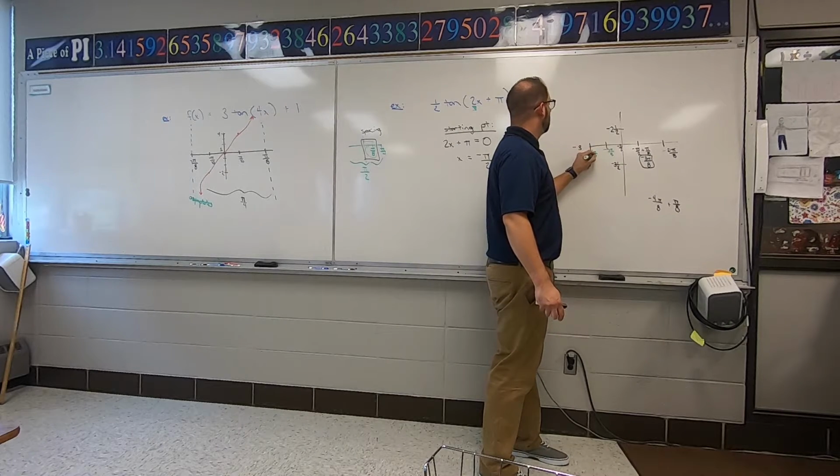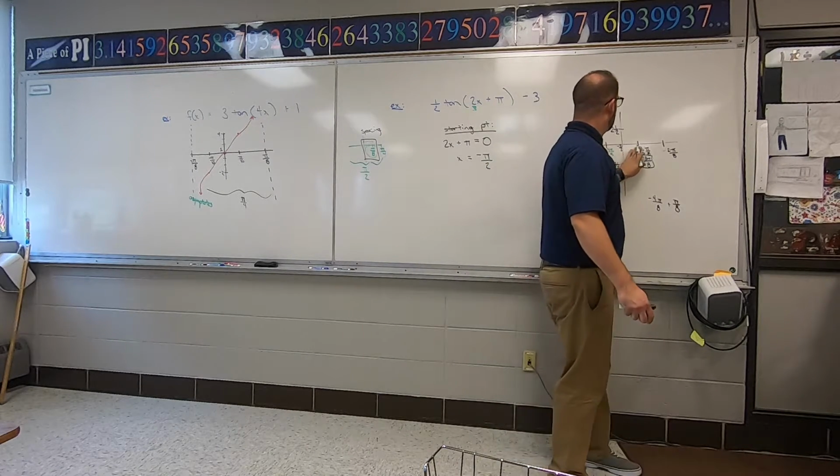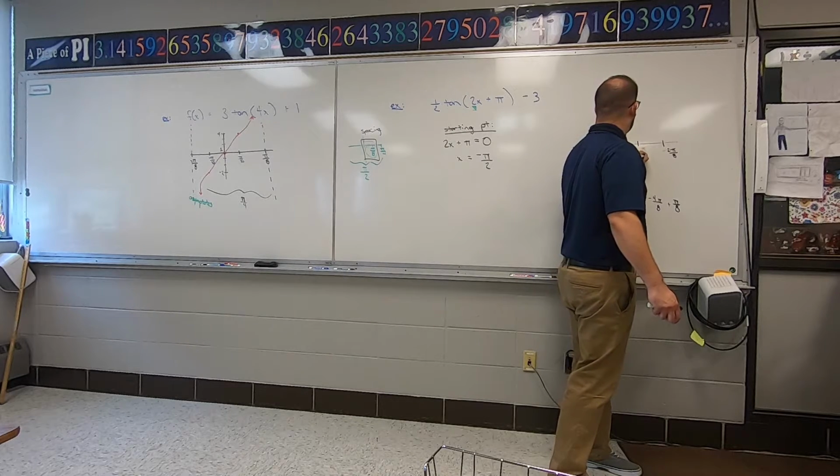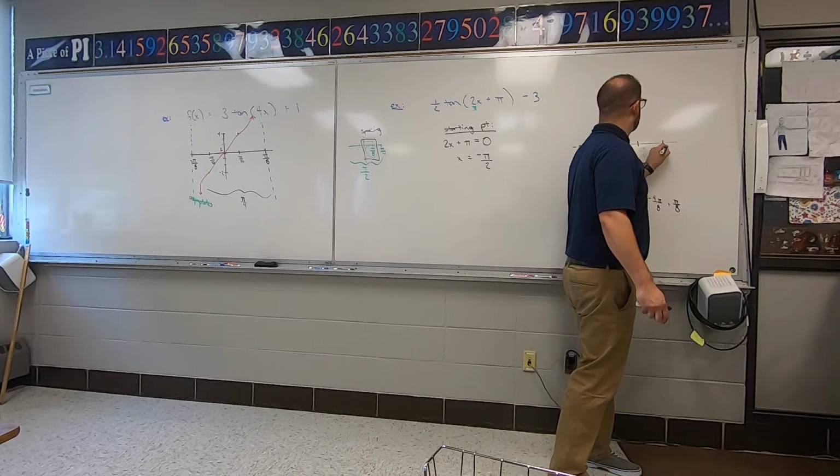Yeah, I think they're just doing it on the outside, that's where you start. This one's tangent. You start in the middle, like that, 8 and negative 2 pi over 8.